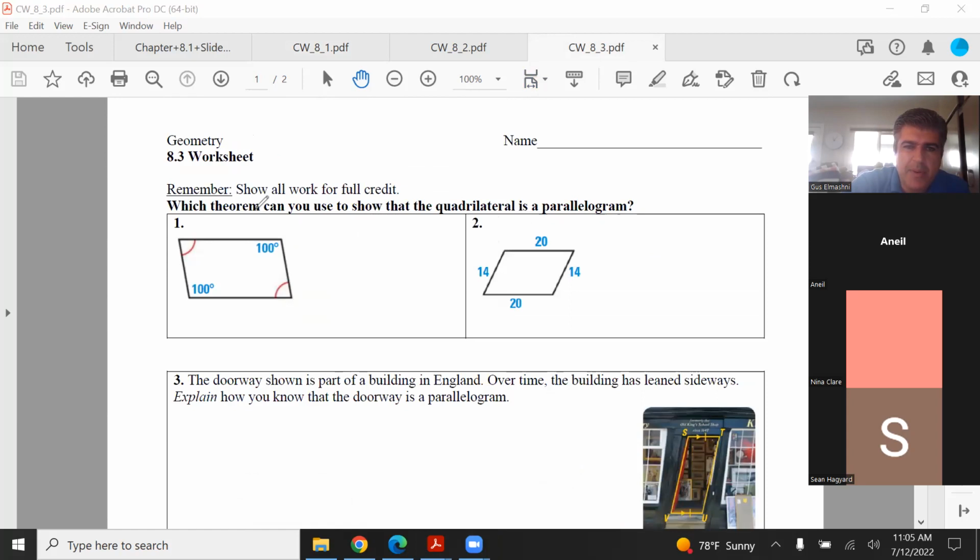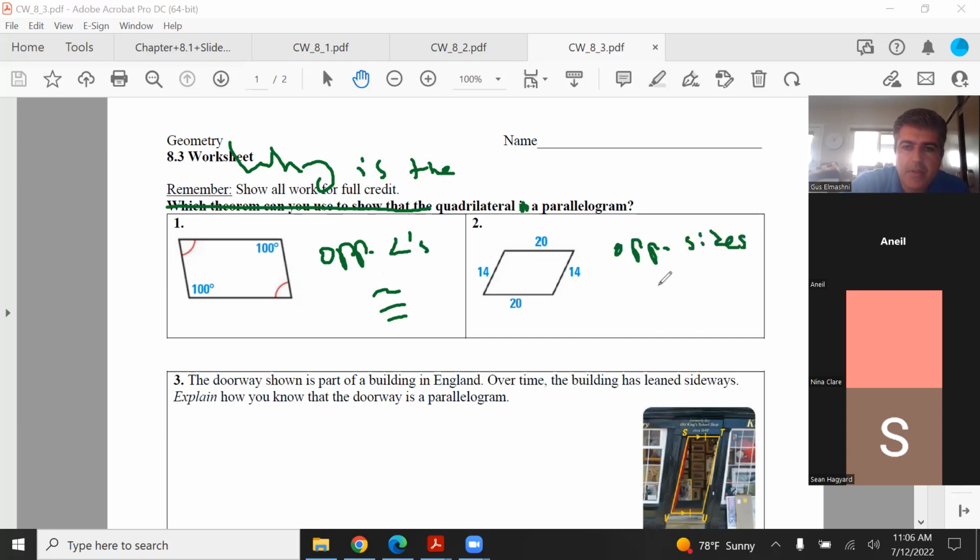We haven't really talked about theorems, so I'd say, why is the quadrilateral a parallelogram? That's what I'd say. Here it's because opposite angles are congruent. Here, opposite sides are congruent. That's all.